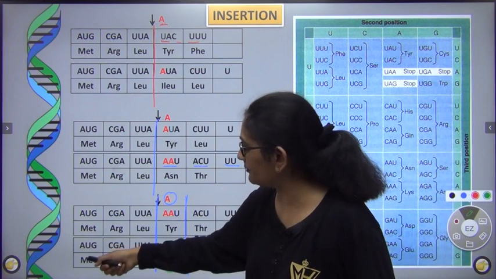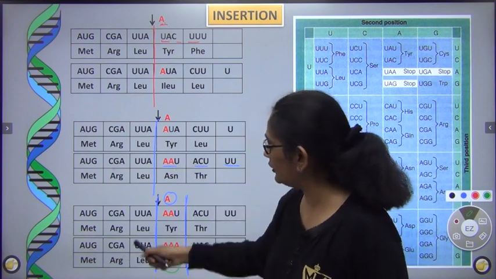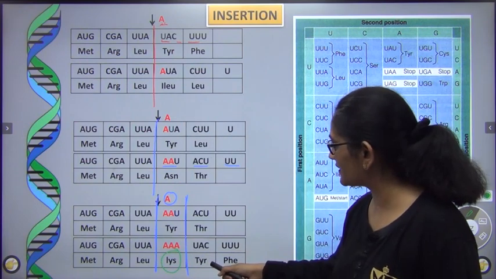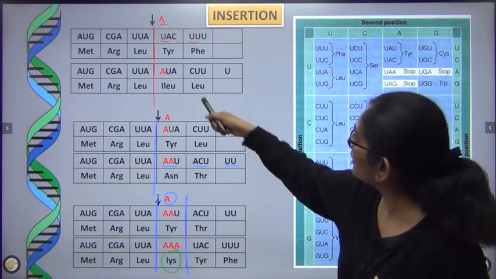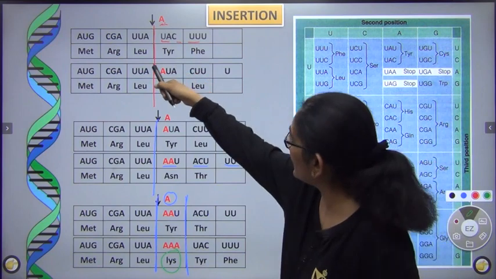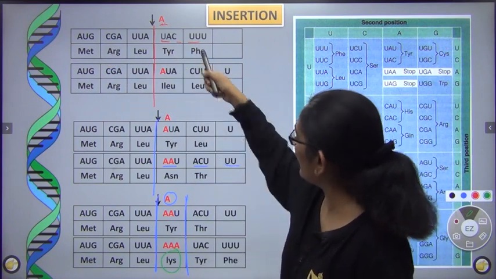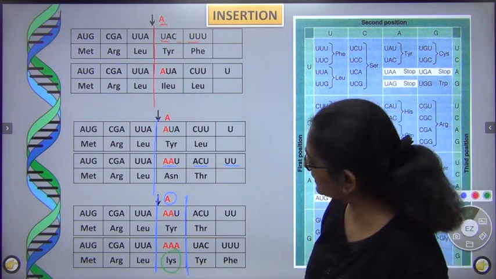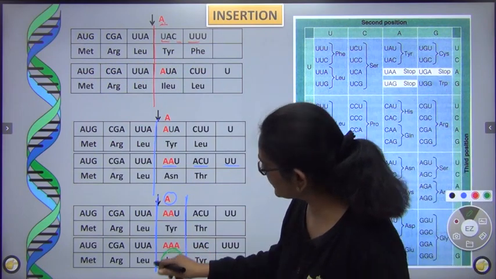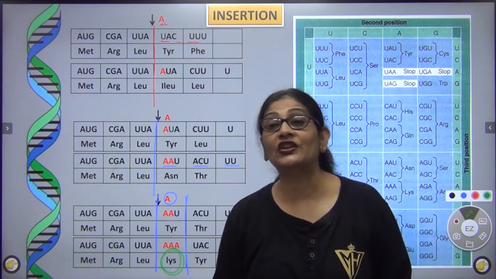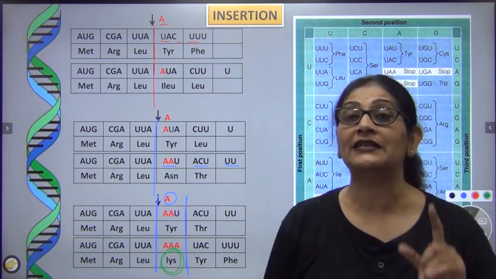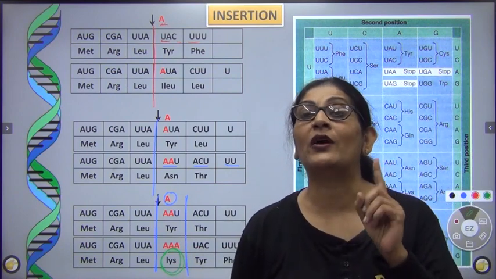पहले यहाँ क्या था? मिथ्योनीन, आर्जिनिन, ल्यूसीन, लास्ट में look at it here, methionine, arginine, then this was tyrosine and this was phenylalanine. It remains the same, only one amino acid has been added. तो कितना न्यूक्लियोटाइड ऐड करने से प्रोटीन में एक अमीनो एसिड बढ़ा?